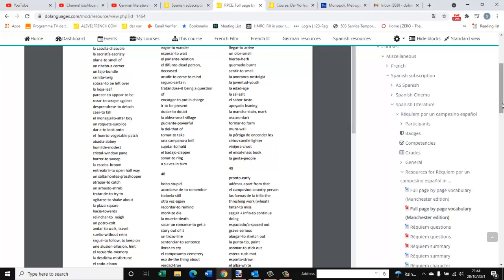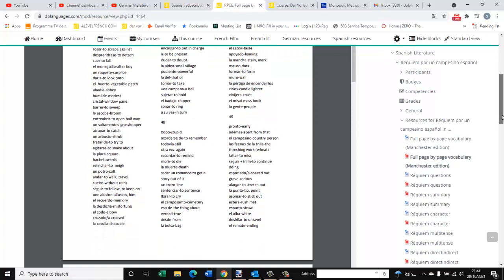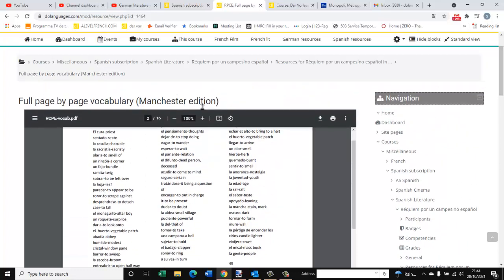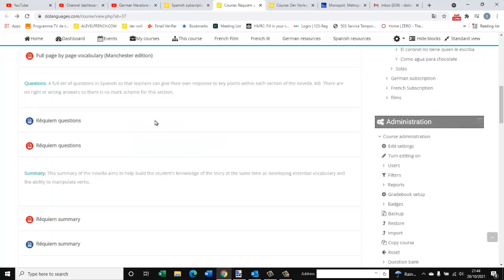So we're using the Manchester version of the work, which obviously has notes and things in, and I think that's one of the most useful elements of the materials, to stop the student rushing straight to the translation.